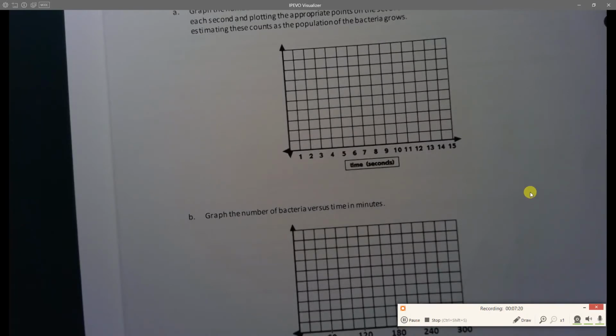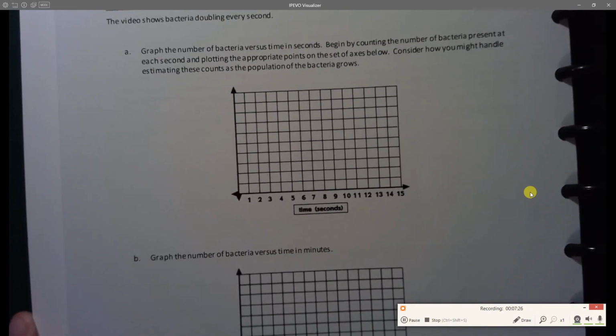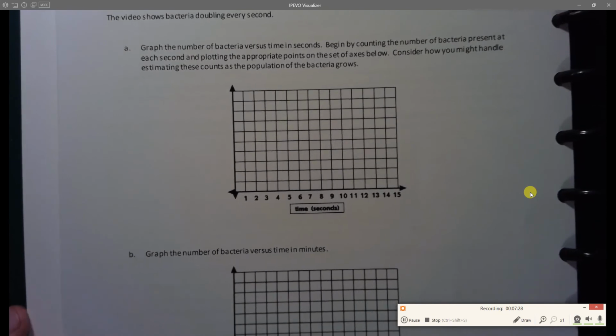Alright guys, something happened. For some reason my screen closed on me. Okay, so technically what we're supposed to have done is graph the number of bacteria versus time in seconds. So begin by counting the number of bacteria present at each second and plotting the appropriate points on the set of axes below. Consider how you might handle estimating these counts as the population of bacteria grows.